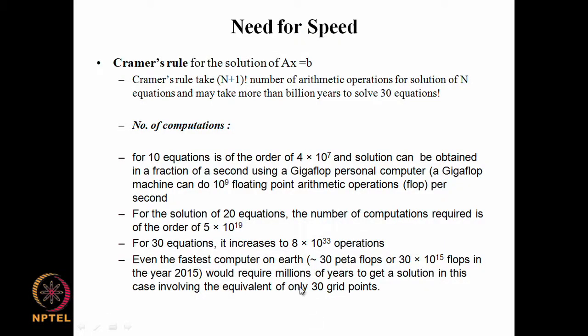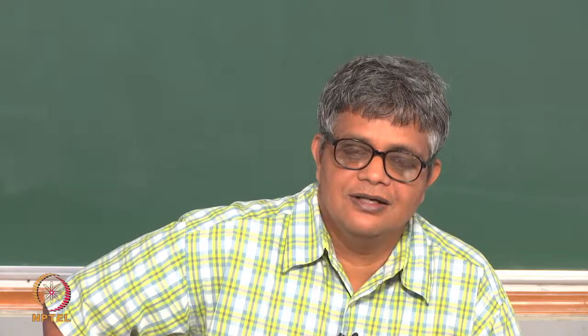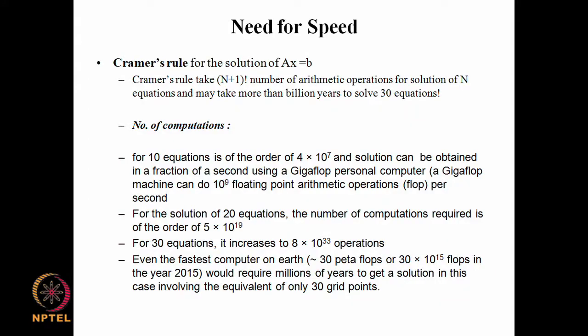Okay. So, that means that if you were to use Cramer's rule and you had 30 grid points, then it would take a large number of computational seconds in order to get a solution. Okay. So, 30 grid points is not much, because as part of this course in your first assignment you would have seen that we had grids of 10 by 10, 20 by 20, 30 by 30, that is the number of points. So, for 30 by 30 you would have 900 equations, and here you are looking at only 30 equations.